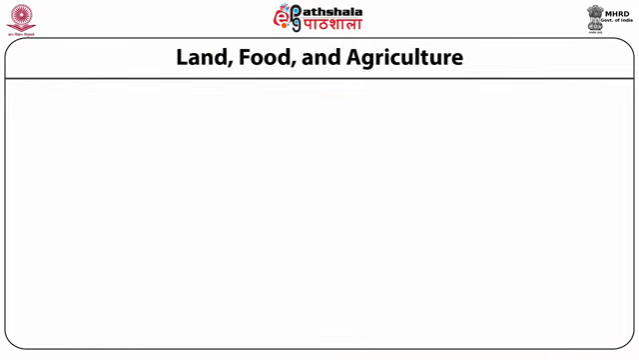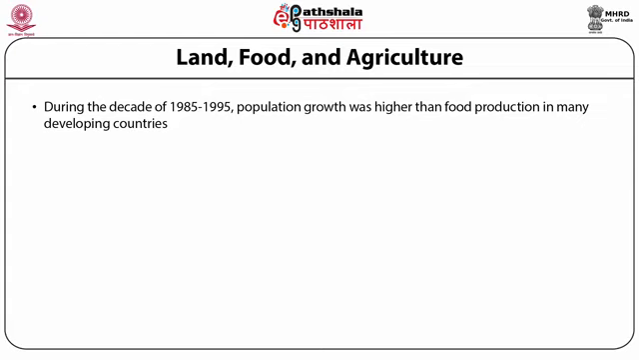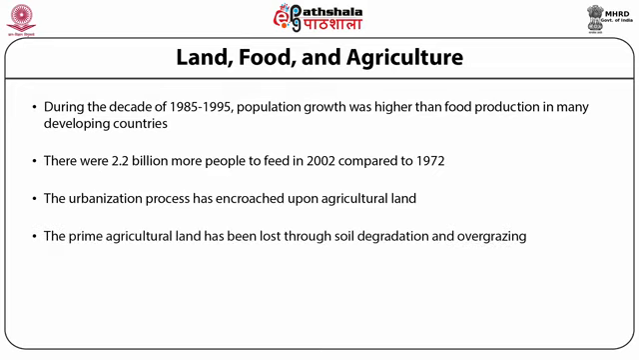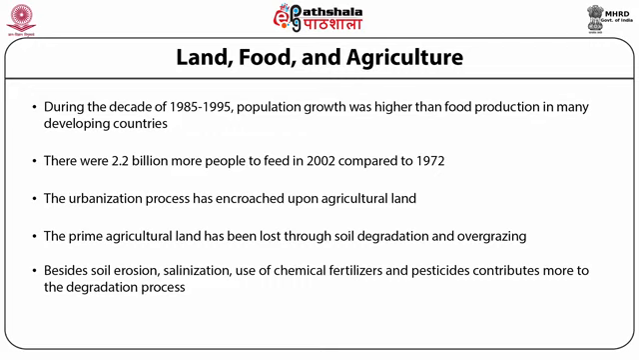Land, food, and agriculture. During the decade of 1985 to 1995, population growth was higher than food production in many developing countries, including Africa. There were 2.2 billion more people to feed in 2002 compared to 1972. The urbanization process has encroached upon agricultural land. The prime agricultural land has been lost through soil degradation and overgrazing. Besides, soil erosion, salinization, use of chemical fertilizers and pesticides contribute more to the degradation process.